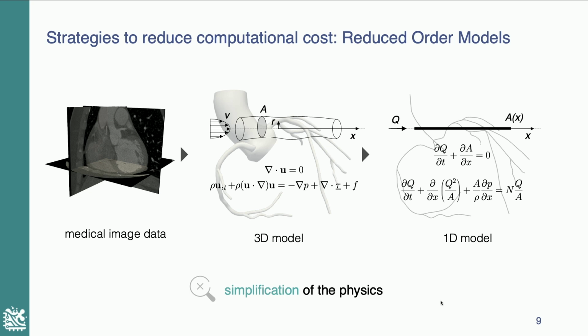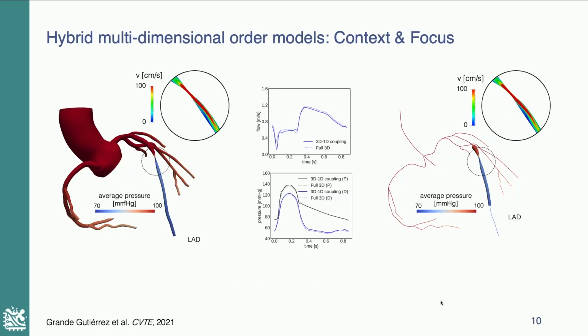So you can do an in-between and maybe do a hybrid combination, like some 3D in the areas that you're really interested in defining the flow, and combining that with reduced order models that provide more of the context. So you have a little bit of both. It still has a significant reduction in the computational cost.